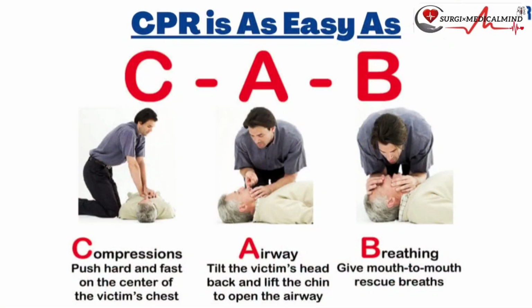This chapter aims to provide comprehensive guidance on the CAB sequence, enabling you to perform critical CPR techniques confidently and effectively. Understanding the correct sequence and techniques is vital for maximizing the chances of survival during cardiac emergencies.